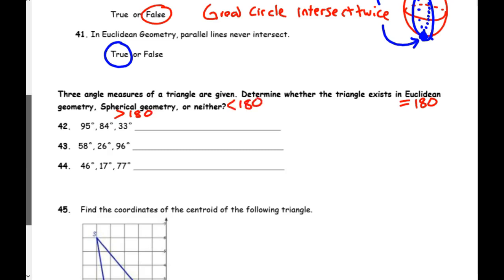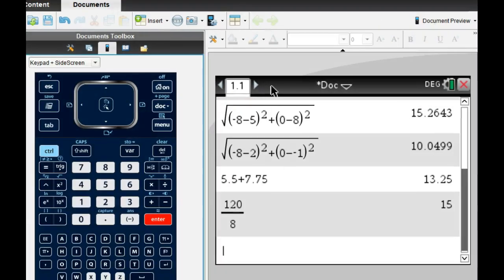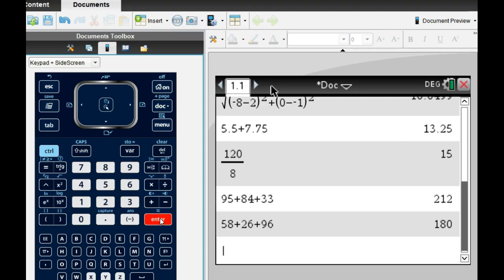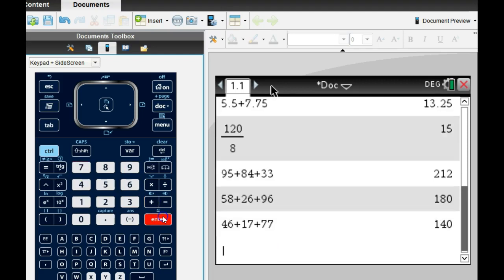So all we gotta do is add them up. Let's add up 42, 43, and 44 real quick, and then we'll know. 95 plus 84 plus 33. 58 plus 26 plus 96. 46 plus 17 plus 77. 212, 180, 140.